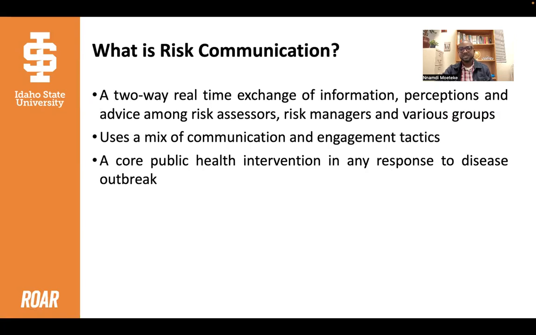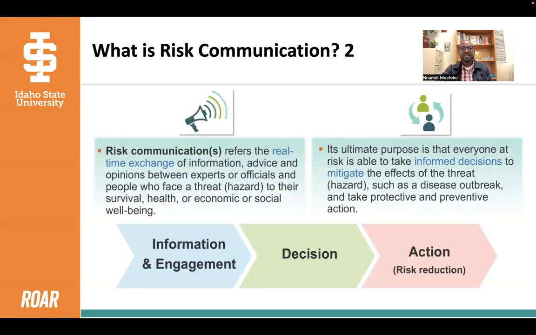So risk communication is a very important task that is a huge core public health intervention in any response to disease outbreaks, in pandemics and other health emergencies. So here, we see the flow of risk communication from information and engagement to decision and action.